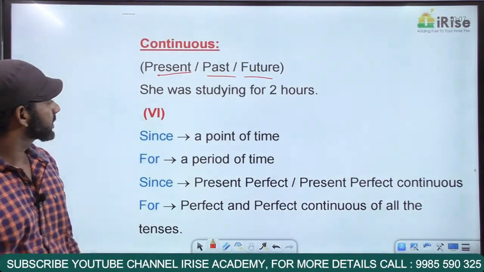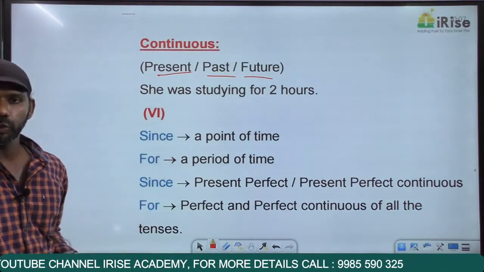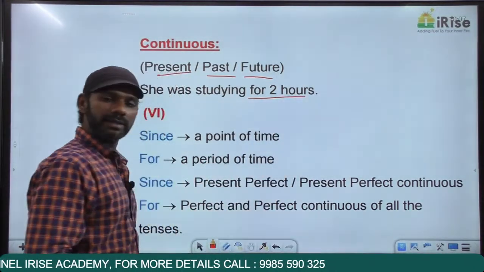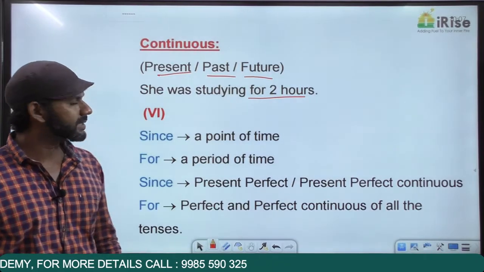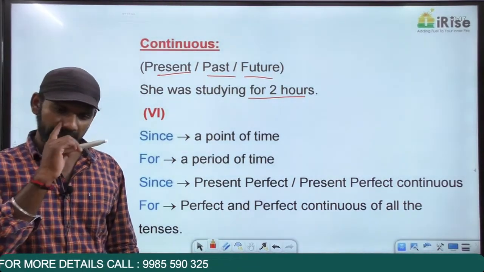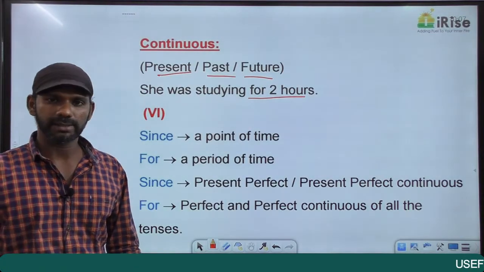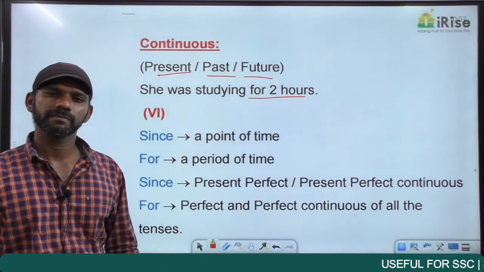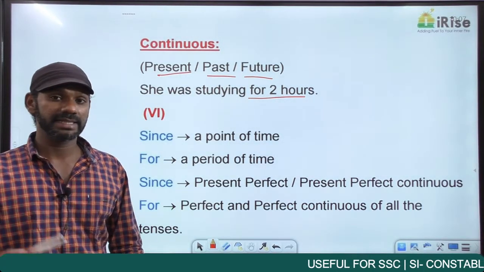Come to the sentences. Come to this one. "She was studying ___ 2 hours." It must be "for 2 hours" or "since 2 hours". When do we use "for" and when do we use "since"? If I say, "Sachin has been batting ___ 2 hours", for 2 hours or since 2 hours? I say, "Sachin has been batting for 2 hours." "Since 2 hours" is wrong.